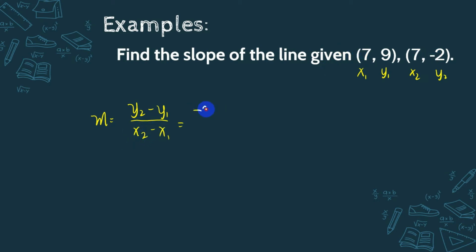We have negative 2 minus our y sub 1, we have positive 9. All over our x sub 2, we have 7 minus x sub 1, which is also 7. Negative 2 minus 9. So, if we apply keep change, magkakaroon tayo ng negative 2 plus negative 9 all over 7 minus 7 is 0.